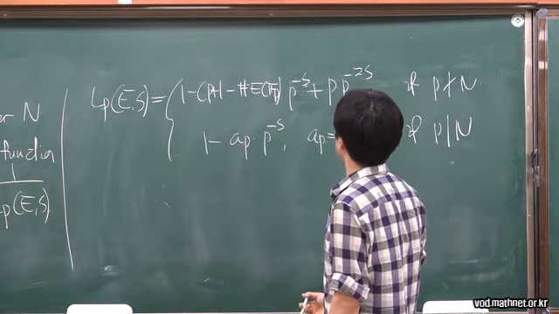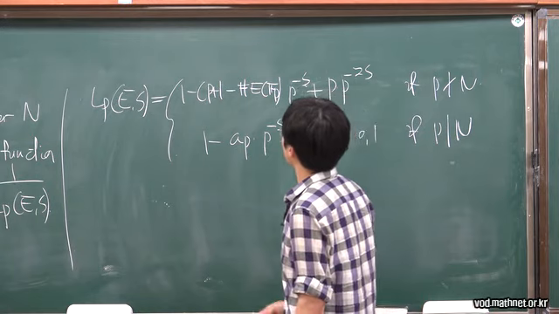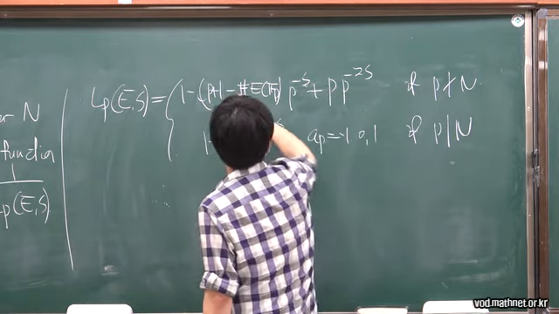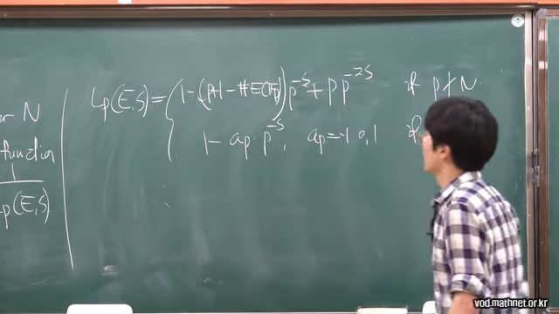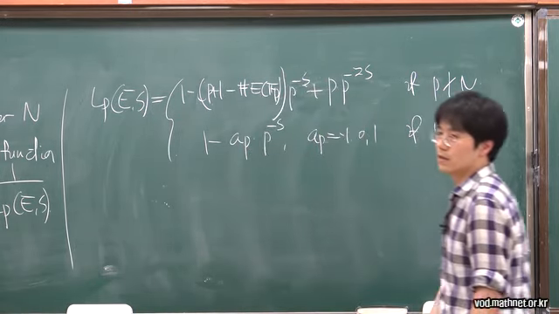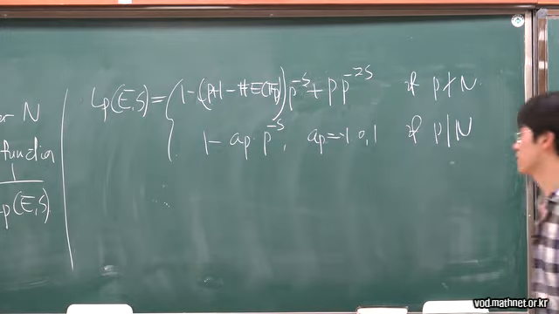What is this, 1 minus c_p? Yes, this is a parenthesis, sorry, from this to this. So p plus 1. Yeah, this is the definition of the Hasse-Weil L-function.